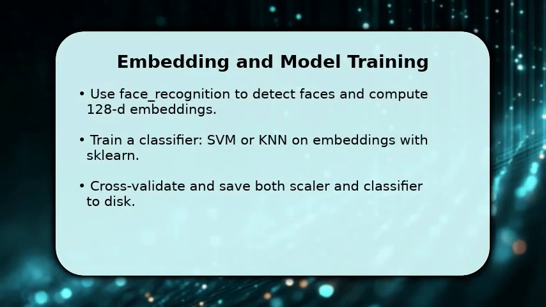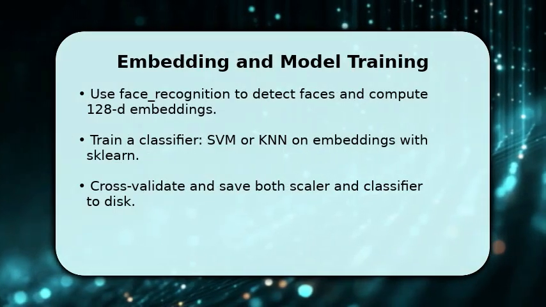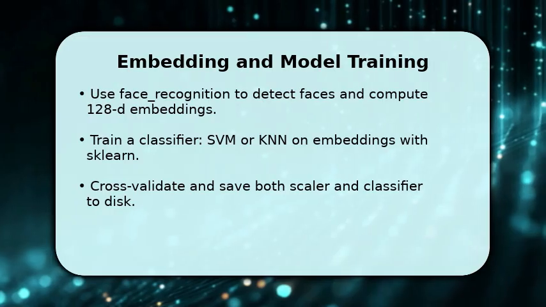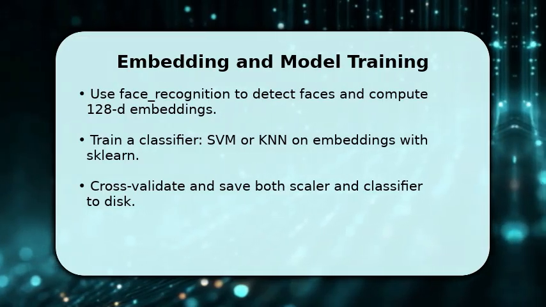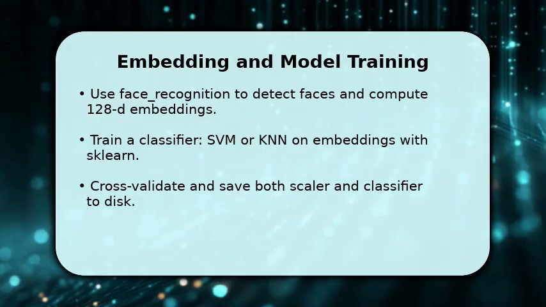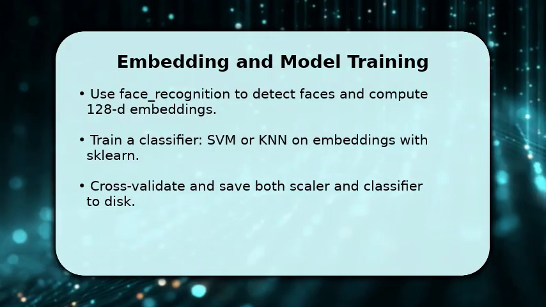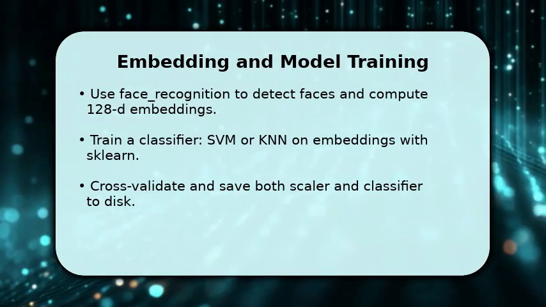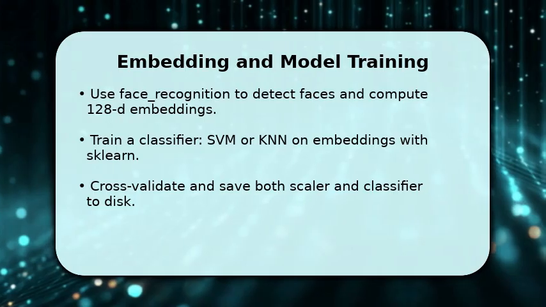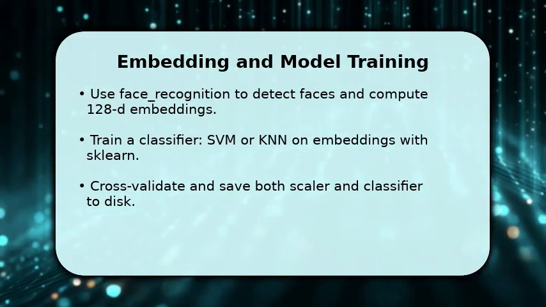Next, you extract face embeddings and train a lightweight classifier. The why is simple. Embeddings convert variable images into comparable vectors. Detect faces in each image, align and pass them through the pre-trained network to get 128D vectors. Then normalize and train an SVM or KNN, SVM for precision, KNN for quick additions.